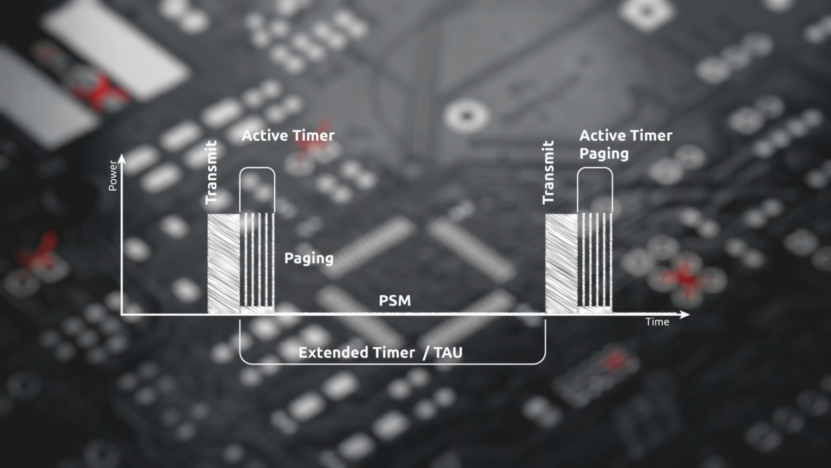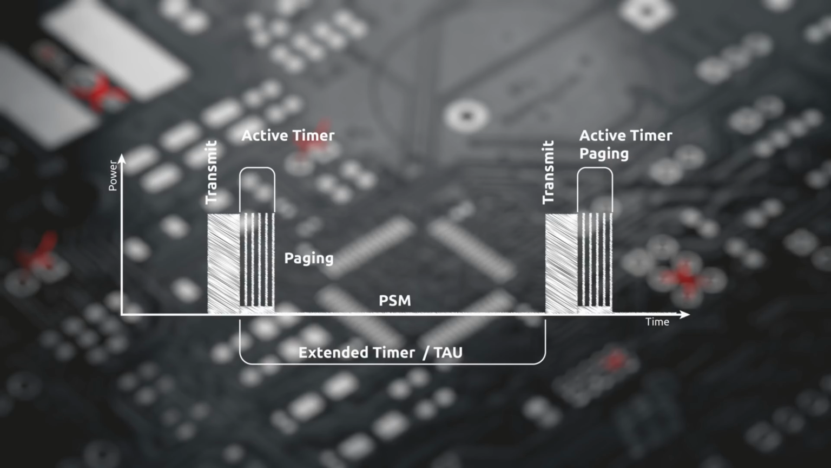PSM is a little different thing. Enabling power saving mode, we can sync with the network values for two timers. First is the active timer, which defines the paging cycle duration. Second is the extended timer, or periodic tracking area update timer, and it defines the total duration for the paging cycle plus power saving mode cycle. In other words, we book the communication time frame on the base station and completely switch off the module, leaving only wake-up timer to work.